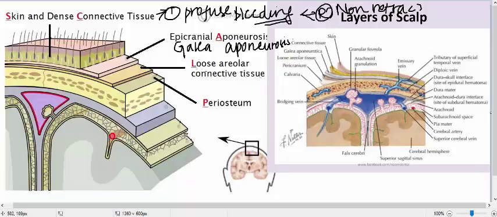So the next one is loose areolar tissue. This loose areolar tissue is traversed by emissary veins. You can see the emissary veins traversing the loose areolar tissue, which is here. This is the loose areolar tissue. And this has its surgical importance because it is a natural cleavage plane in surgery.